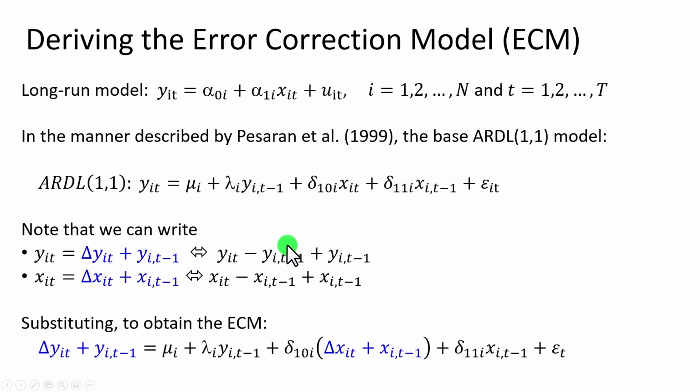In the manner explained in the 1999 study by Pesaran, Shin, and Smith, we can derive the error correction model from this long run model shown right here, a bivariate model. The ARDL specification with one lag for each of the two variables is shown right here. Now, if we redefine the two variables y and x in the manner shown here, you can see that it all solves out to become y and x.